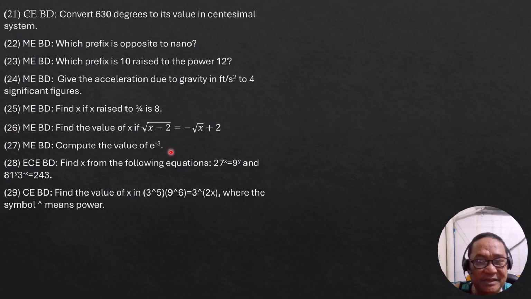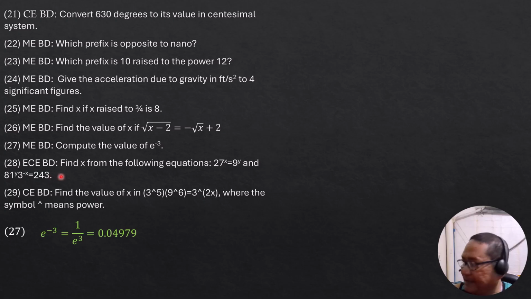So that's the expression for e. Then for the other expression, limit of 1 plus 1 over x raised to x as x approaches infinity, you may represent infinity by 1,100,000, and that's it for e. So in this case, we'll just use the calculator. E to the negative 3 is 1 over e to the positive 3, and that is 0.04979 to 4 significant figures.